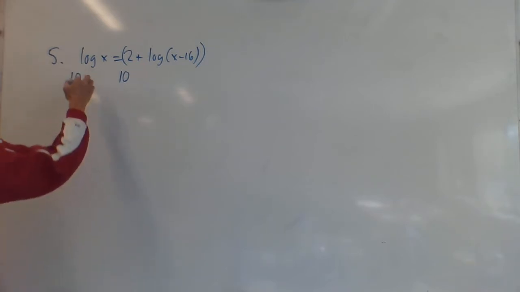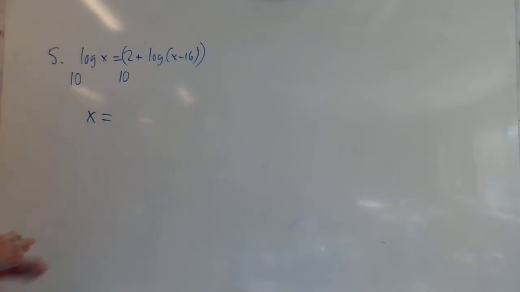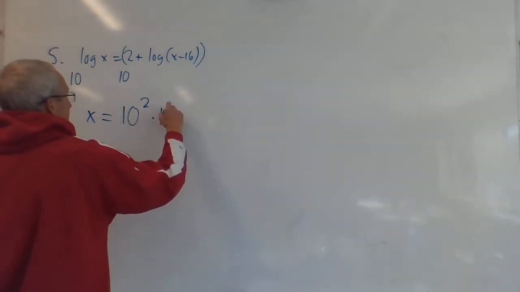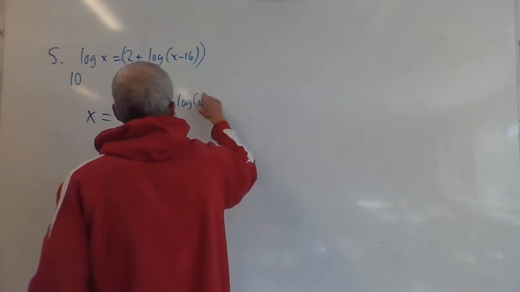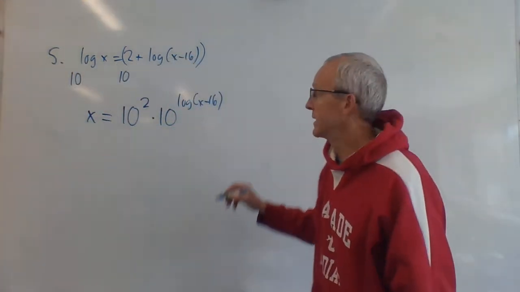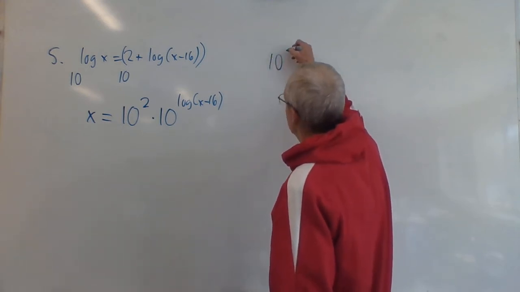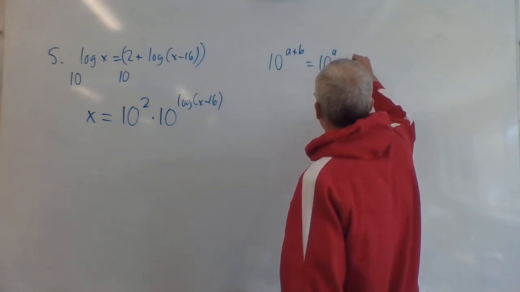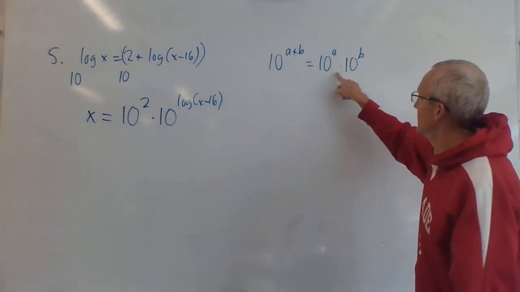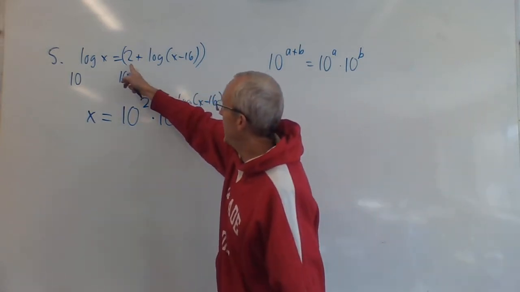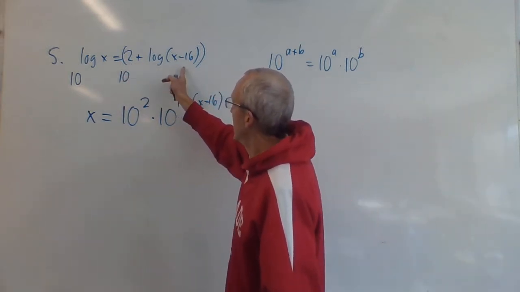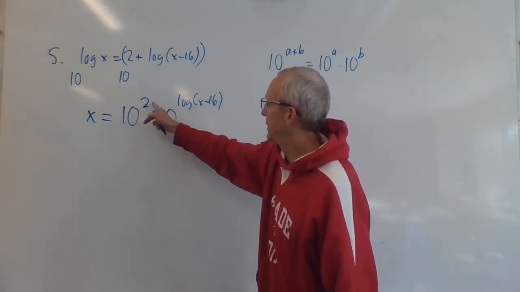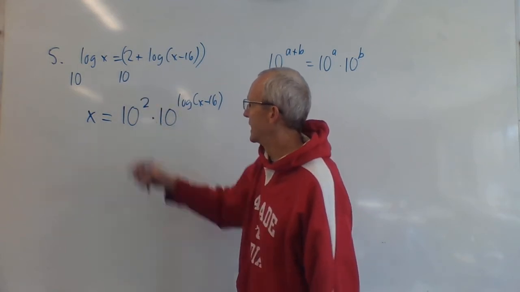Well, 10 to the log cancels. So over here we just have x. And over here we have 10 to the 2 times 10 to the log of x minus 16. Okay, and this is using the rule that 10 to the a plus b is equal to 10 to the a times 10 to the b, right? If you have the same base and you multiply them, you add exponents. So here we have an exponent that's added, 2 plus, which is like this times that, right? Because again, if we add those two to the same base, we get that back.